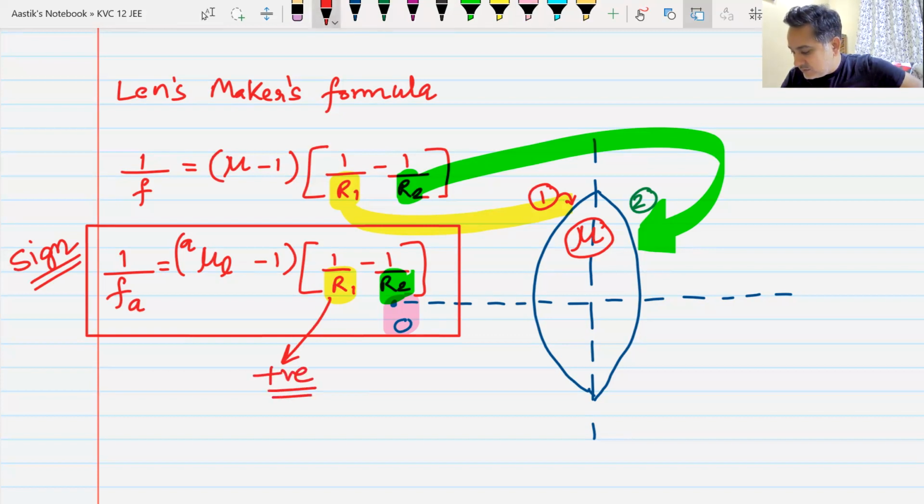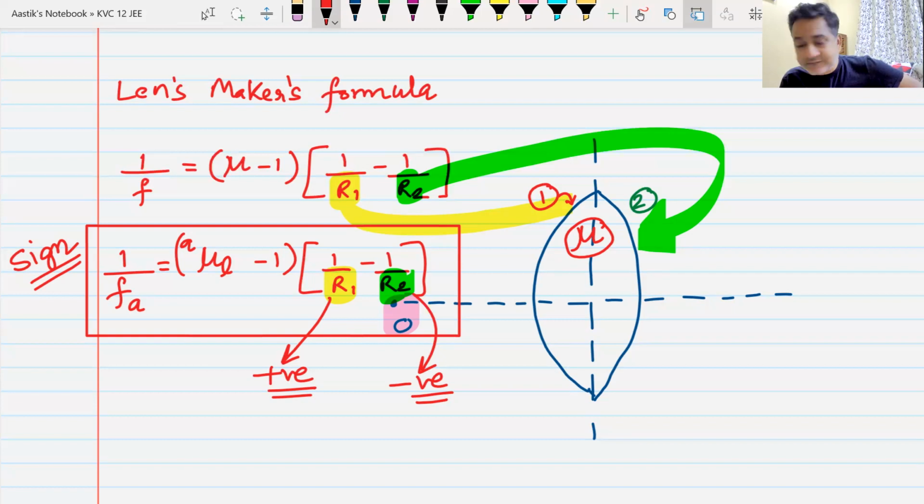Well done. The object is placed here. The convex side is facing it. What about R2? The sign of R2. Negative, sir. R2 is negative. So R1 is positive and R2 is negative. There is one more negative with R2 because it is minus. So both of them will get added up, and therefore the focal length of this lens will come as positive, and therefore this becomes a convex lens.